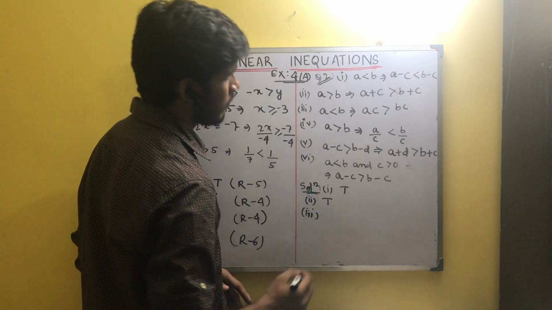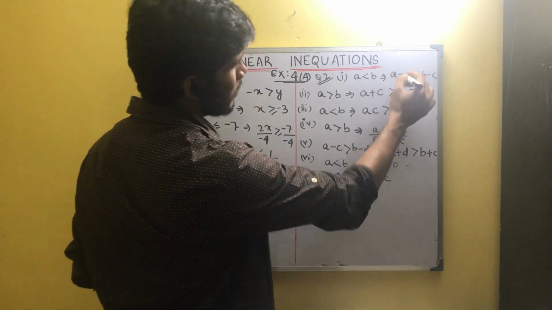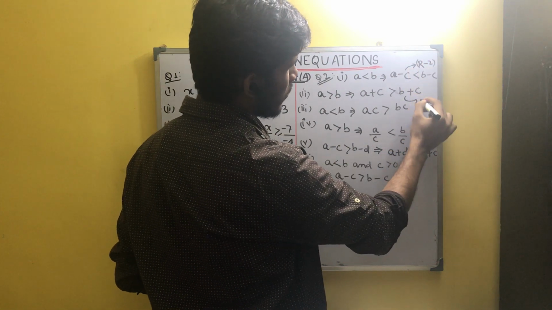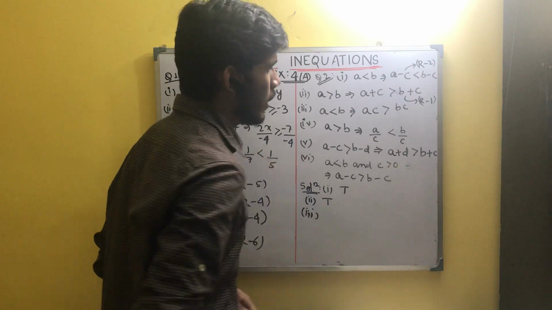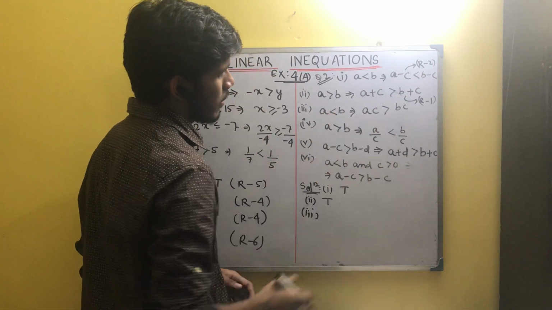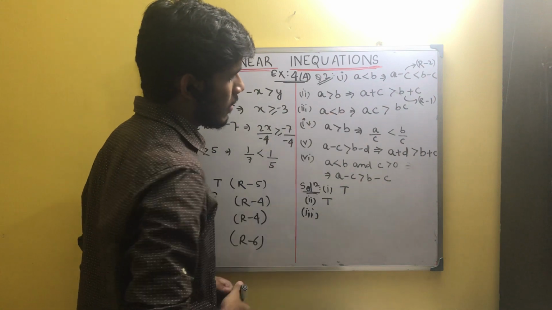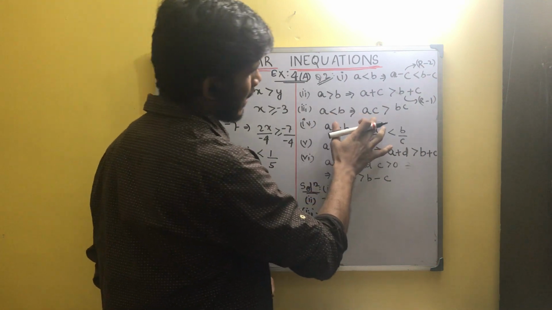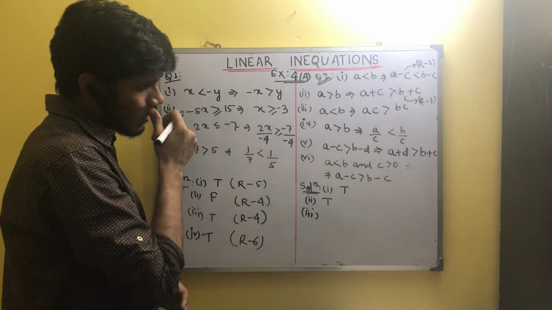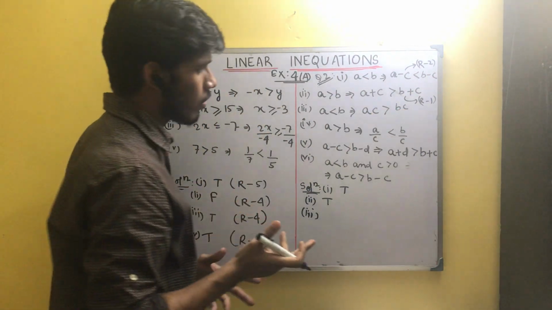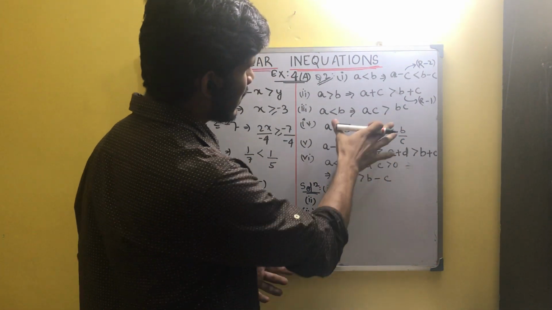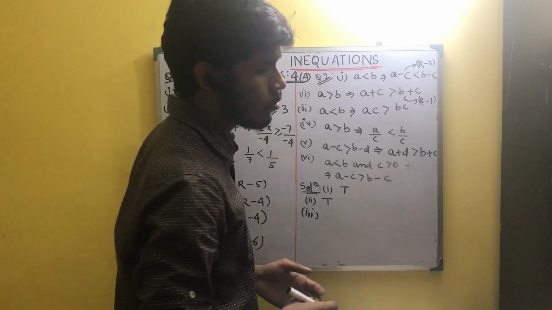Now the third one, this has something to do with rule number 2, and this has something to do with rule number 1. Okay, you can go through them, you will understand them. Now the third part, if a is less than b, then a into c is greater than b plus c. Now if you see the answer given in the book, it has been given false, but I'll say that you cannot just simply state it to be false.